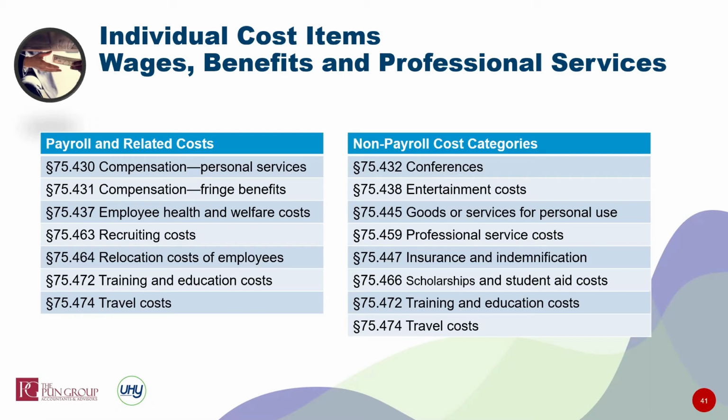And so you can see here, I provided a chart of the code section of the CFR that applies. In this case is section 75.430, which is compensation for personal services, compensation for fringe benefits, employee health and welfare costs, recruiting, relocation, training, education, and travel. And then non-payroll cost categories such as conferences, entertainment, goods or services, professional services. And again, these are the majority of the areas in which we run into costs being charged to grants. So you should familiarize yourself with the code sections that govern those cost principles in the CFR.